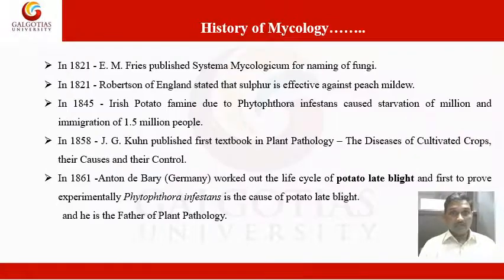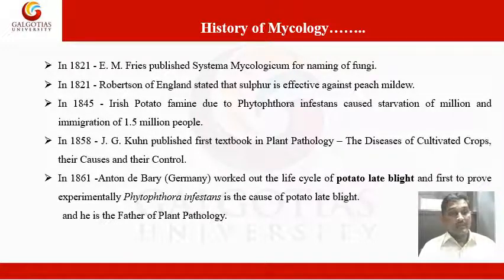And next, in continuation, in 1821, E.M. Fries published Systema Mycologicum for naming of the fungi. In 1821, Robertson of England stated that sulfur is effective against peach mildew. Peach mildew is a kind of plant fungal disease. Sulfur was effective to control the mildew disease.